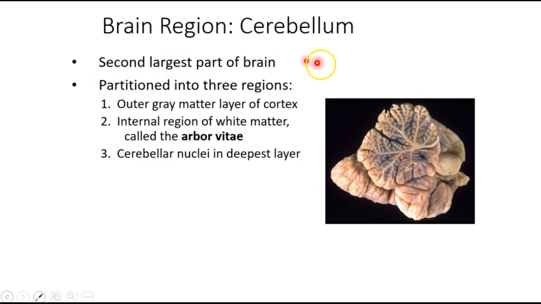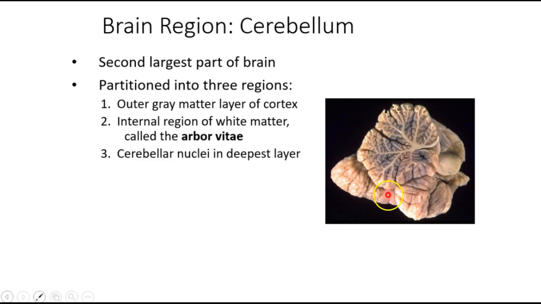It's the second largest part of the brain. Now, we have gyri and sulci as a general term for the bumps and invaginations on the surface of the brain itself. In the cerebellum, there was a historical time period where we used to think that all thought and reason came from the cerebellum. That turned out to be incorrect.